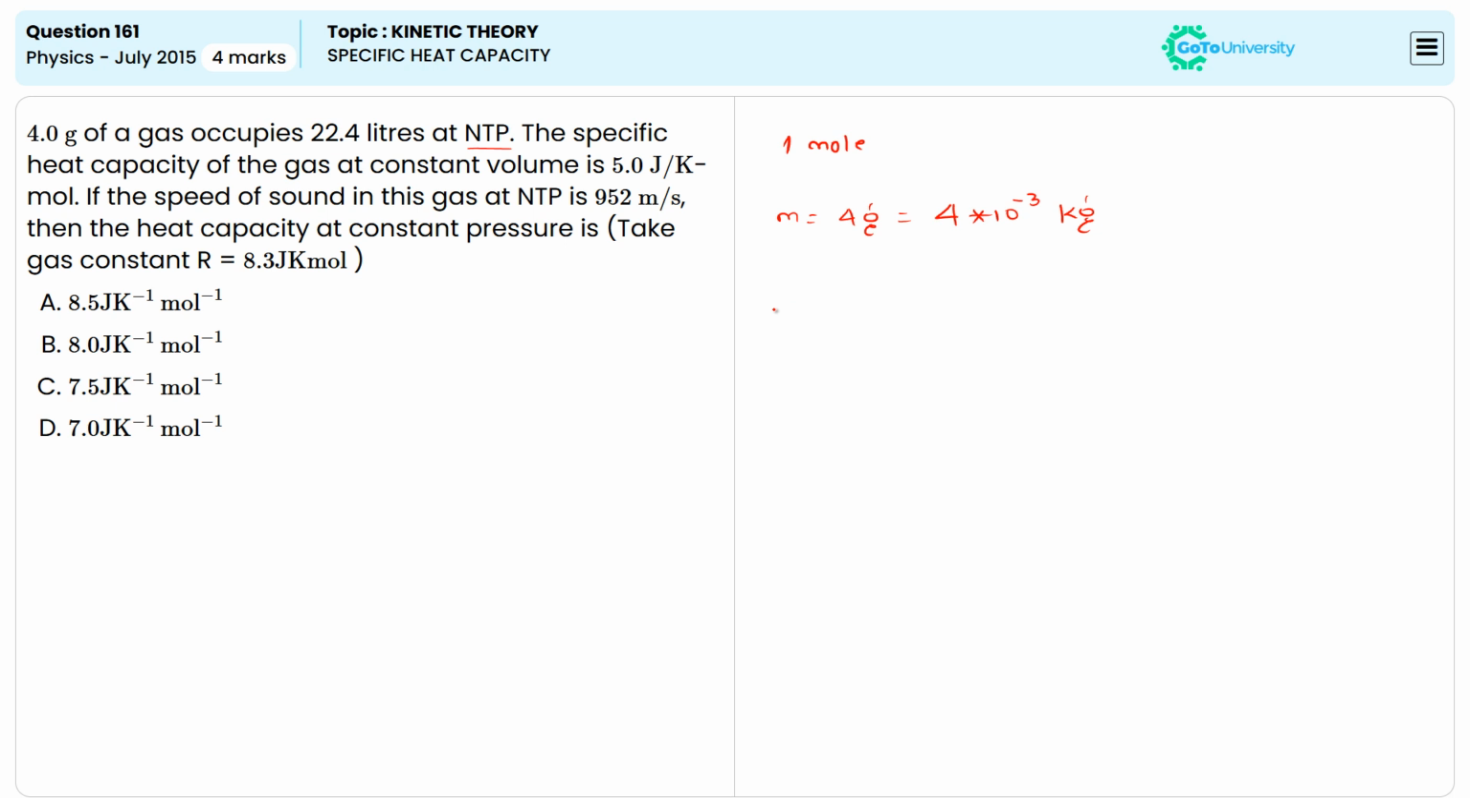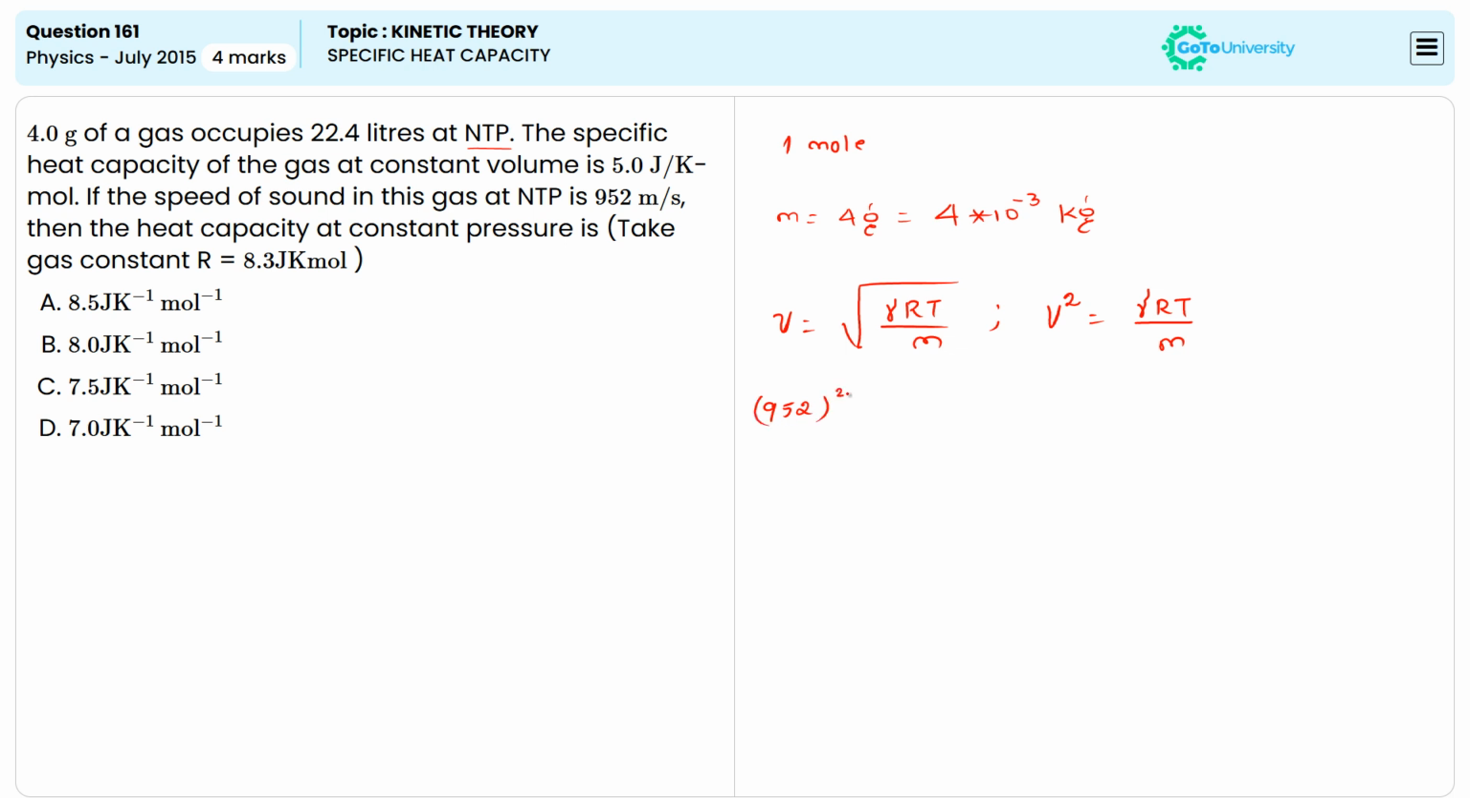The speed of the sound in the gas is given by V is equal to under root of gamma RT divided by M, and squaring on both sides, we get V square is equal to gamma into RT divided by M, because the root and the square will get cancelled.